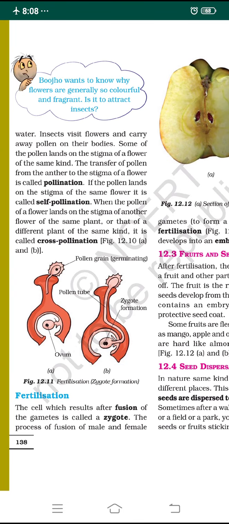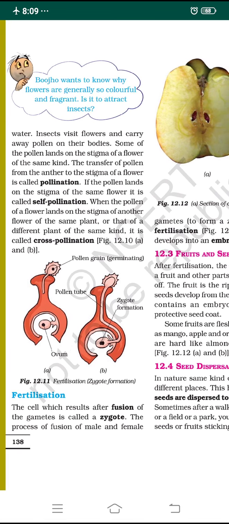This diagram shows the fertilization process, that is the formation of the zygote. This is very, very important, so let me explain what fertilization is. After pollination is completed, when the pollen from the male part of the flower falls on the female part of the flower, the male and female gametes fuse together and form a zygote. That is nothing but fertilization.